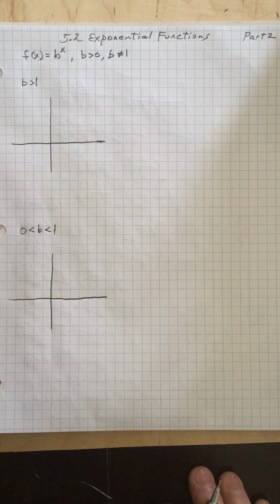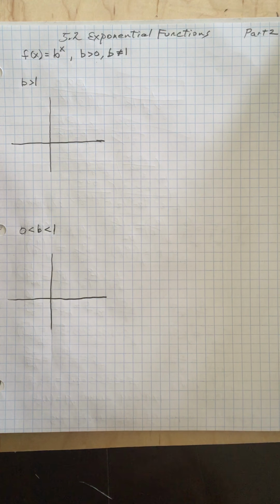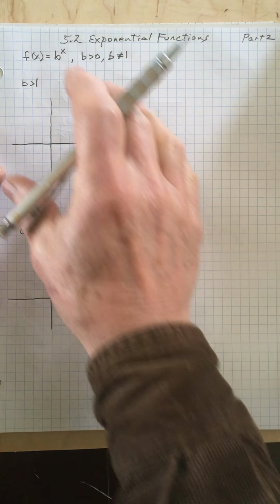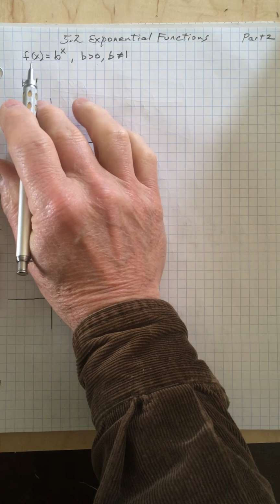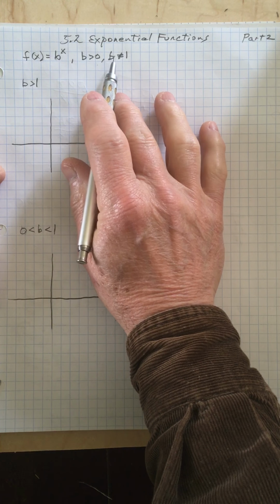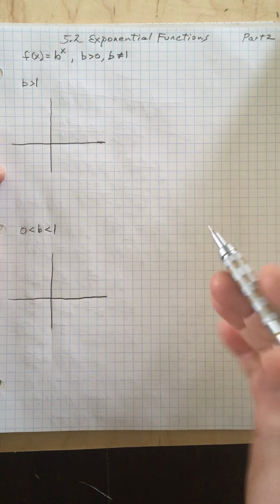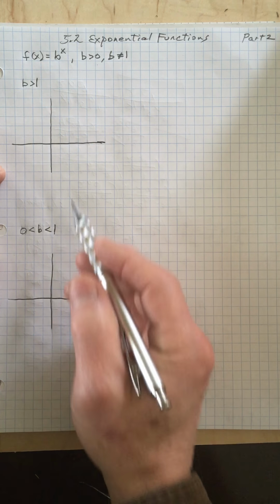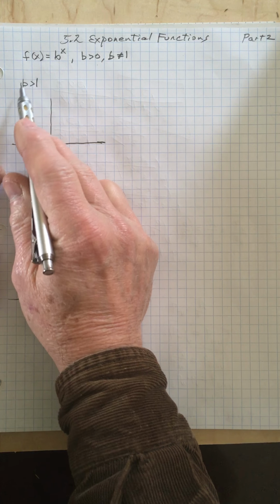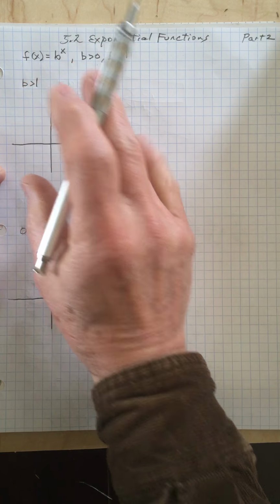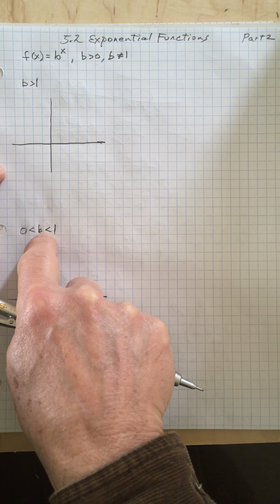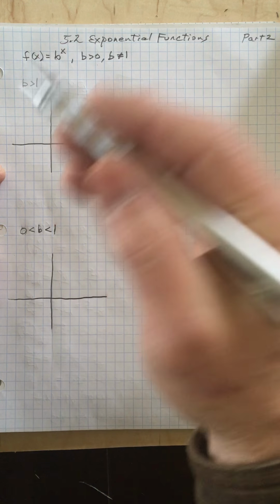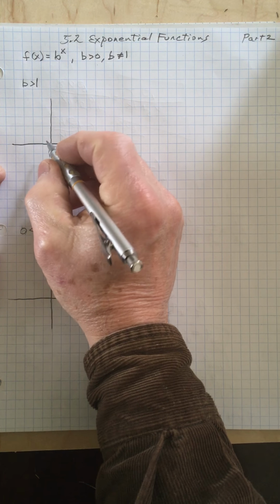Okay, the next thing we're going to do in section 5.2, exponential functions, is take a look at the graph of the exponential function. There's actually two graphs depending on the value of b, and we'll see why in a minute. For values of b greater than 1, we're going to have one kind of graph. For values of b between 0 and 1, the graph will change. Let's take a look at why.